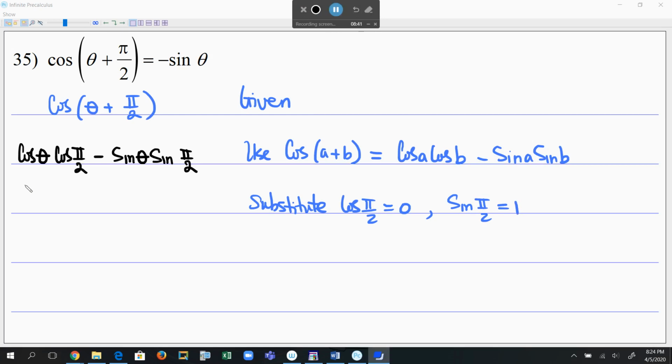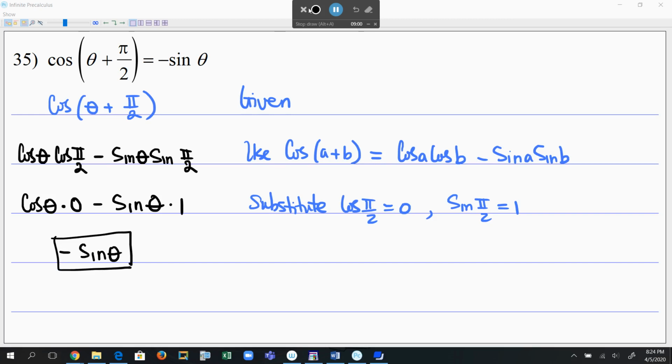So that will give us cosine theta times 0 minus sine theta times 1. And simplify, so that will give us negative sine theta. And that's exactly what we see right here on the right side of the given identity. Okay, now let's move on to the next example.